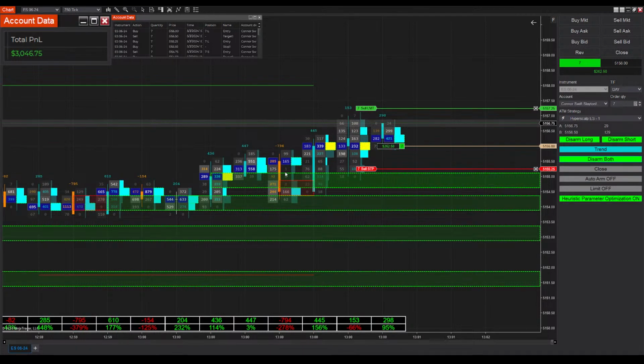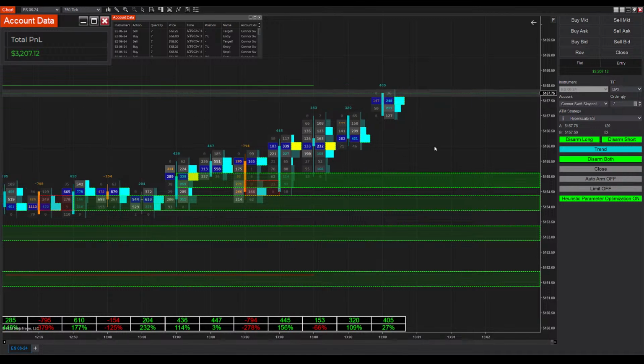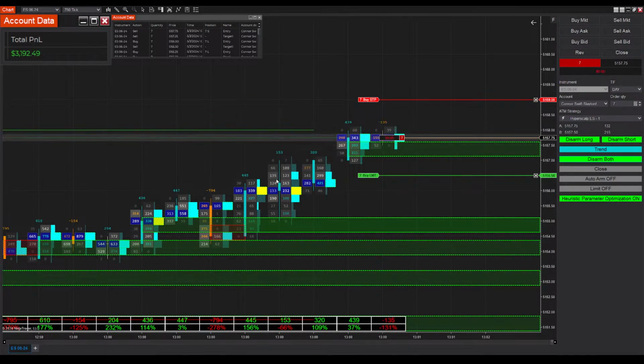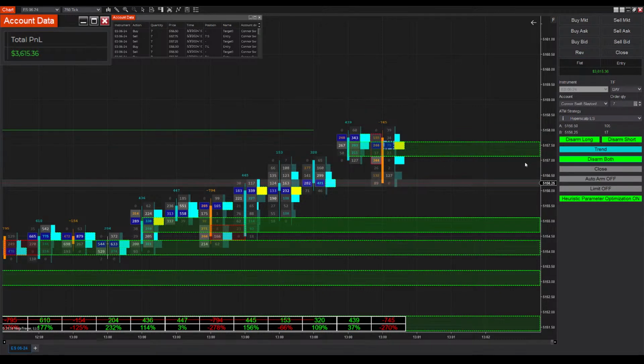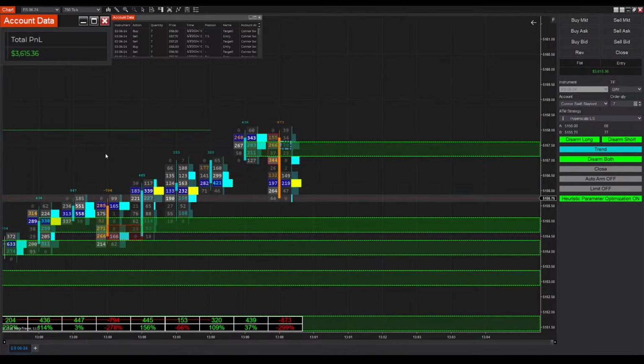Just got filled into a long trade here. $3,200 on the day now. Volatility being very high. You can see that machine learning did change our parameters as volatility picked up, which is very nice.